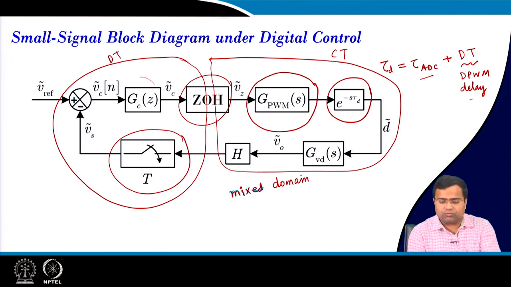The other approach is to convert this continuous time model into a discrete time model by using the zero order hold equivalent, because there is an inherent zero order hold action, as it is one sample per cycle.